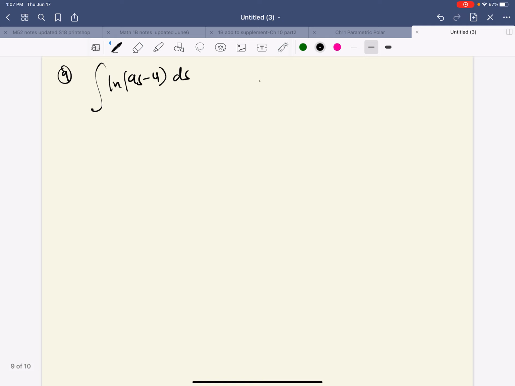All right, this is number 9. Integral of natural log of 9s minus 4 ds. Our variable here is different. It's not x like normally it is. So I'm going to go ahead and make some changes.